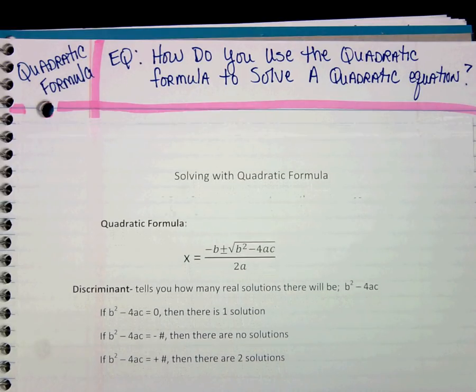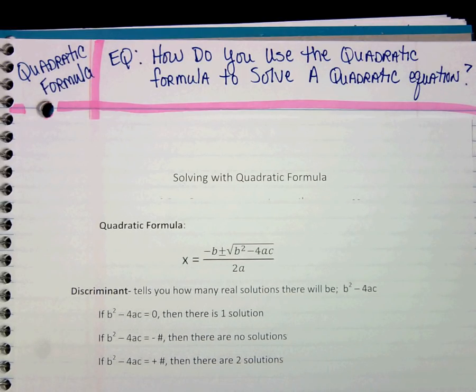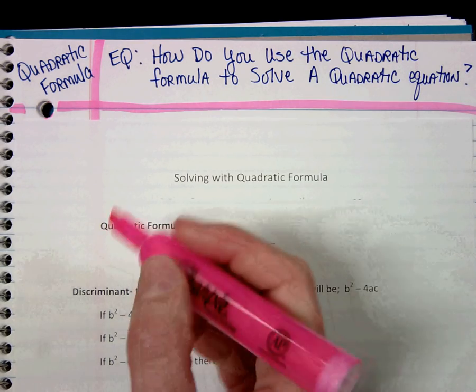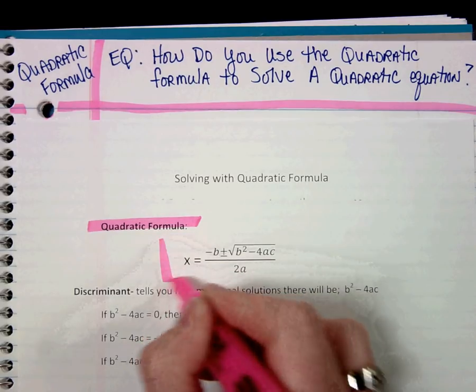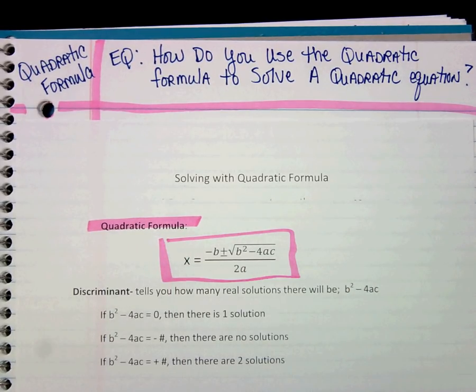So the first thing I want to tell you is that you can always use the quadratic formula to solve a quadratic equation. You've learned several different methods to solve a quadratic. And you know, my students in the past, we always joked, if all else fails, if you can't remember anything else, you can always use the quadratic formula. So here is the quadratic formula. It says x equals negative b plus or minus the square root of b squared minus 4ac all over 2a.